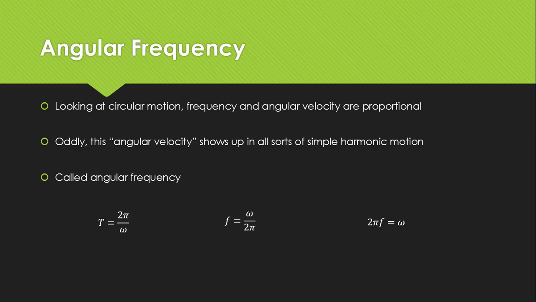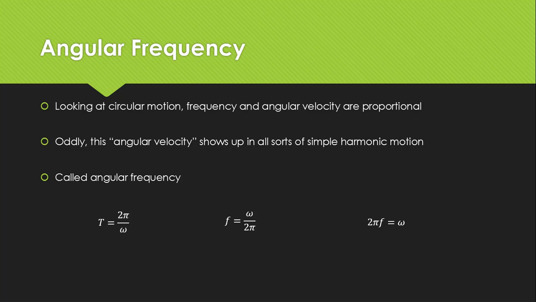So another quantity that we can calculate with simple harmonic motion is what's called angular frequency. Looking at circular motion, what we call frequency and angular velocity are proportional to one another. Now when I talk about angular velocity, and we'll get into this in a little more detail later on, it's talking about how quickly something is rotating. So if we think about frequency, how many times you can rotate a second, and how fast something is rotating, they should be related to one another.